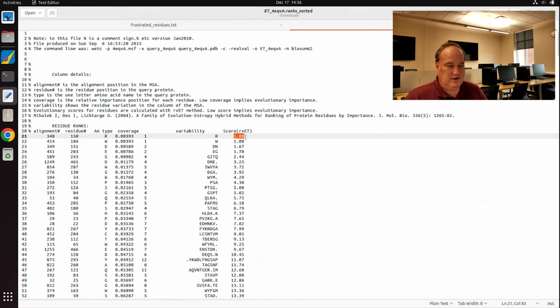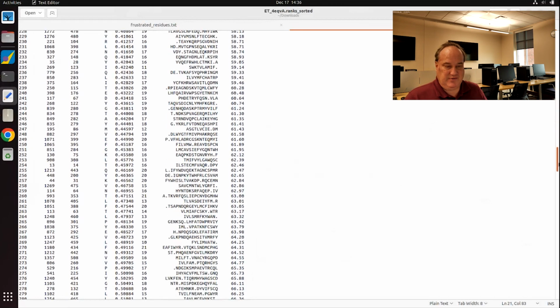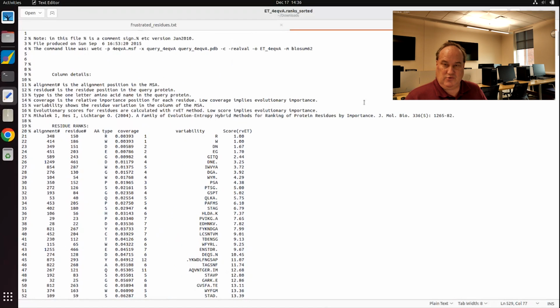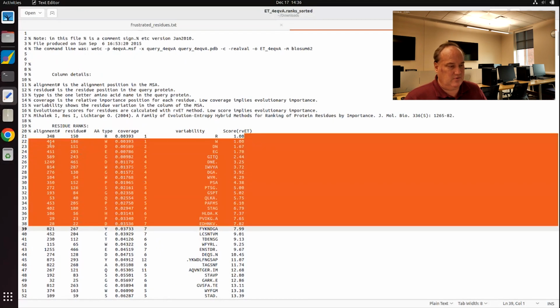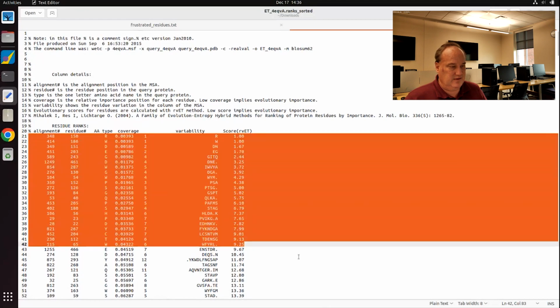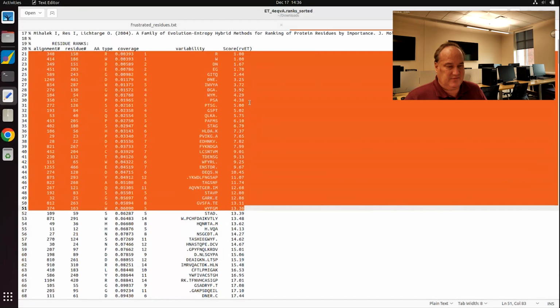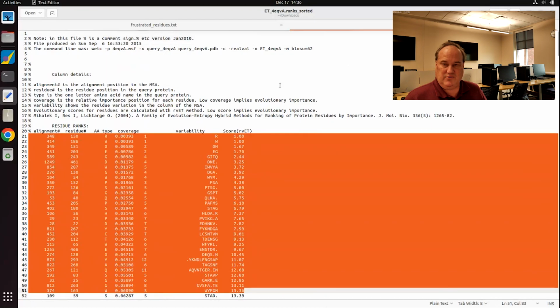Then the score is this last one, so it ranks by score, and we want to get the top residues. As you scroll down, the ranks get much higher, up to 119.75. These scores are kind of like golf: you want your score to be low. So we can look at the most important residues in the protein, and here they are. I usually like to find the most important top 100.